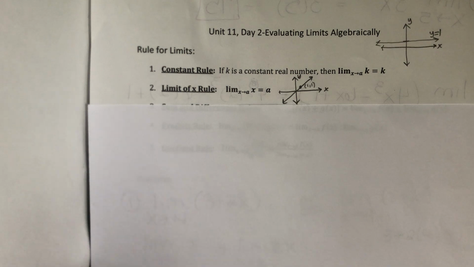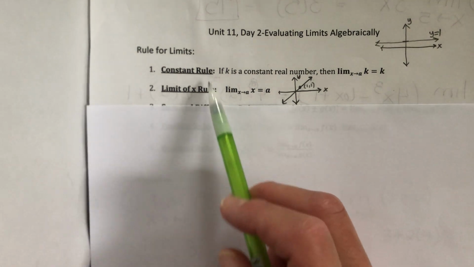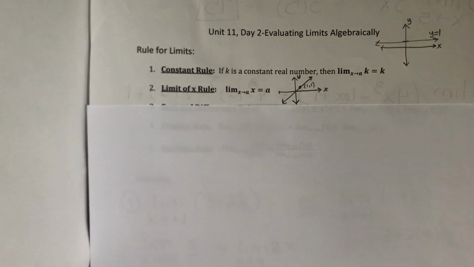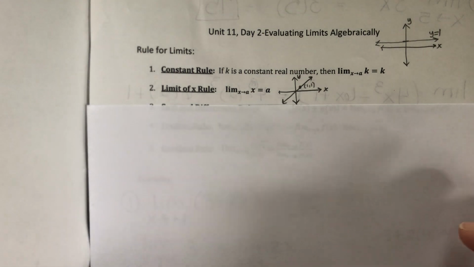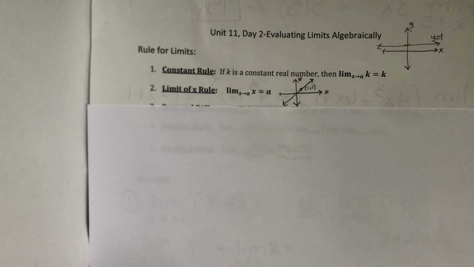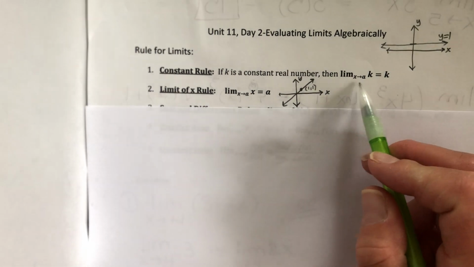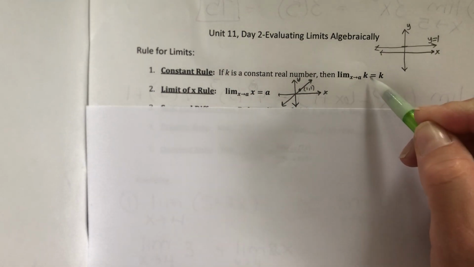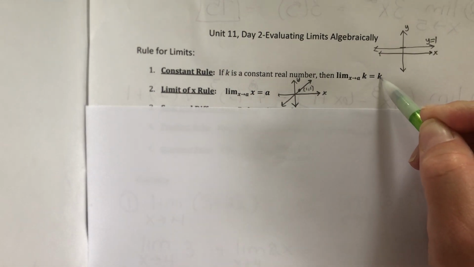The last 3 are pretty easy to understand. The first 2 are also pretty easy to understand, it's just that it takes a little bit more explaining than the other ones. So in the first one, the constant rule, if k is a constant real number, then the limit as x approaches a of that function k is also equal to k.